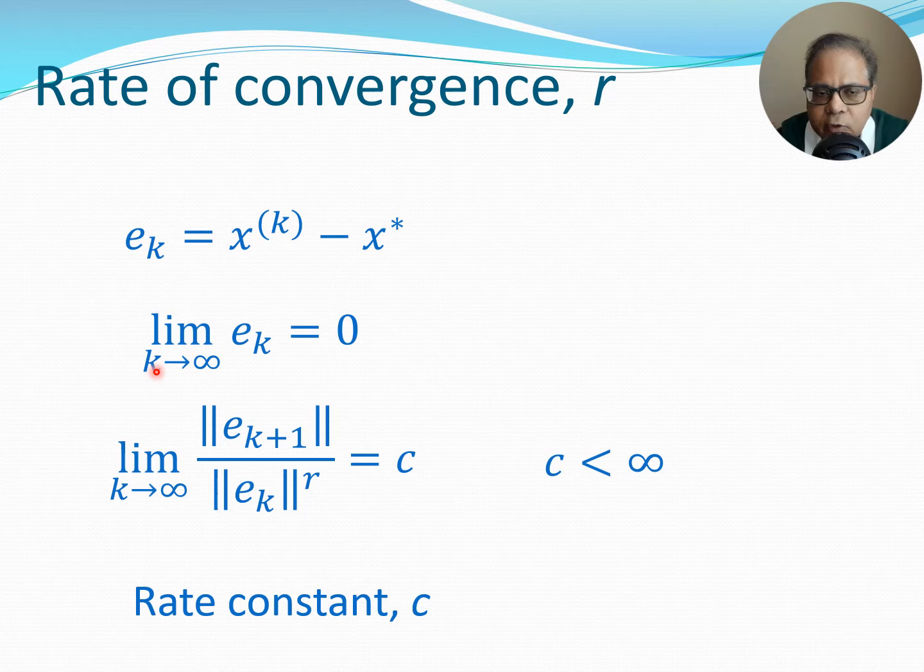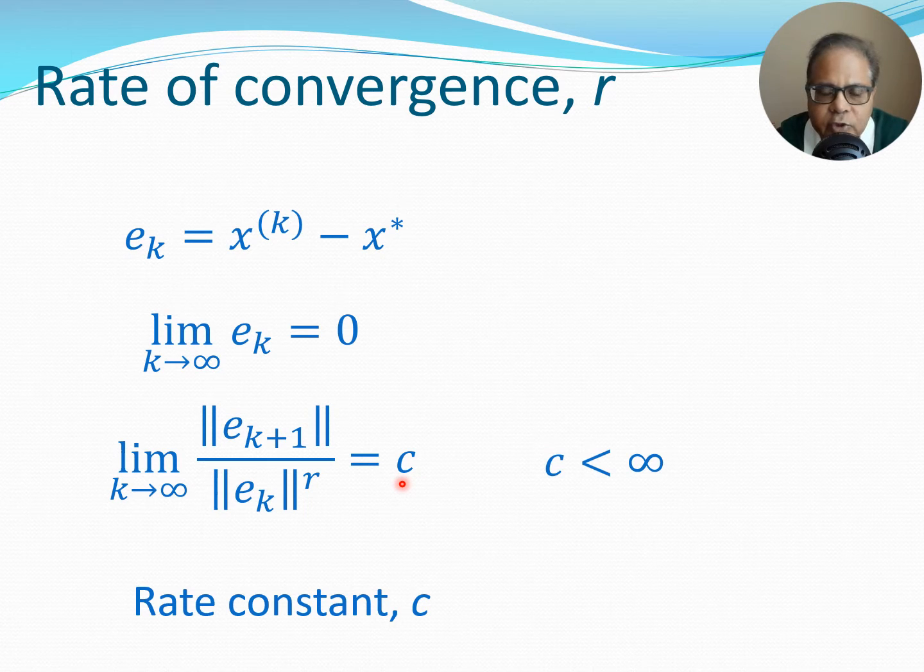Now we can define this statement here. This is a very important statement, and it says that in the limit as k tends to infinity, the norm of ek plus 1 divided by the norm of ek to the power r is equal to c. In this definition, r is the rate of convergence and c is the rate constant.